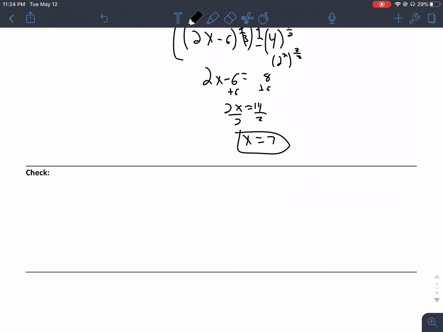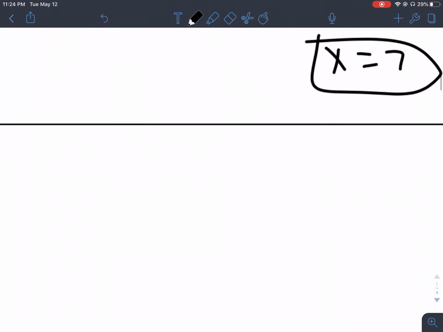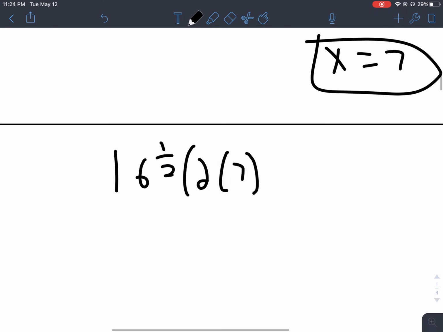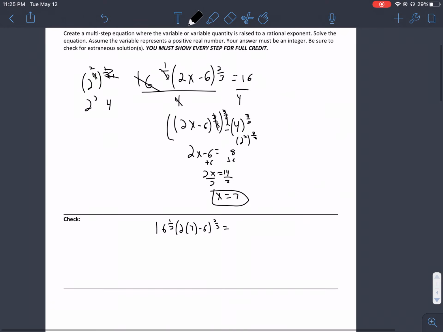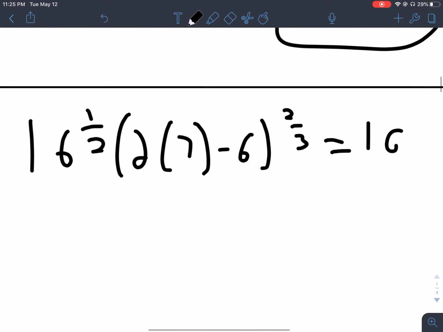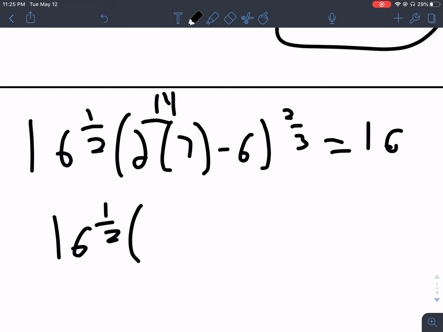Okay. So now we have to check. So I'm going to write the exact same equation. 16, 1 over 2. And then we're going to plug in 7 minus 6, and then equals 16. So we're going to use PEMDAS and do the parentheses first. 16, 1 half. So you get 4. So this is 14 minus 6, which is 8, 2 over 3 equals 16.